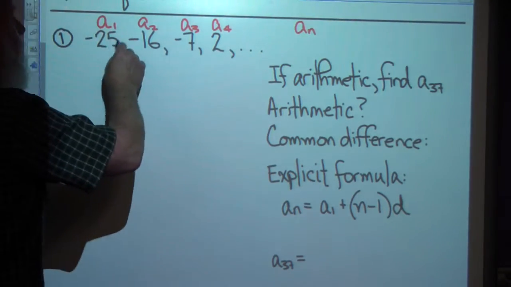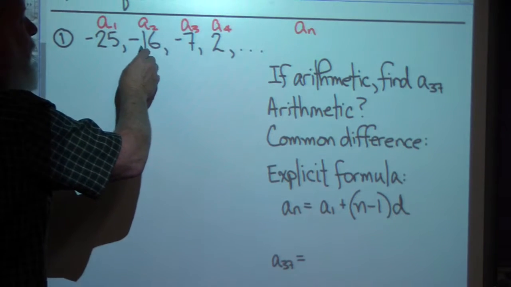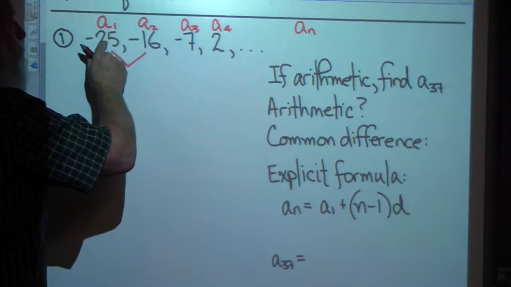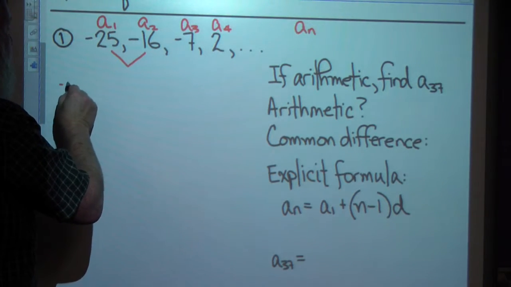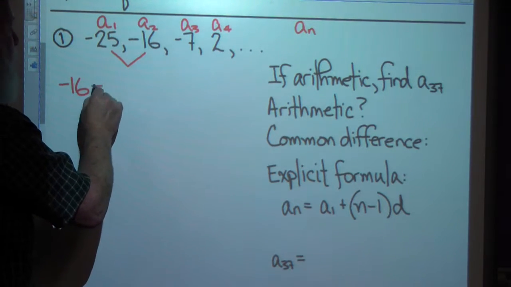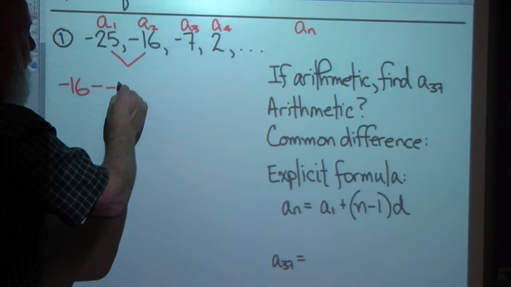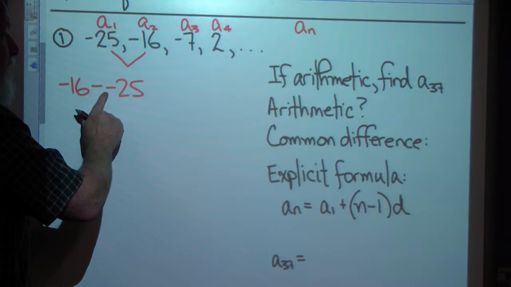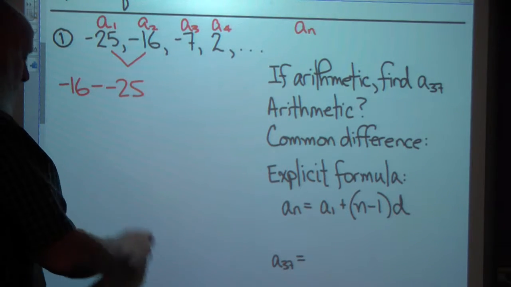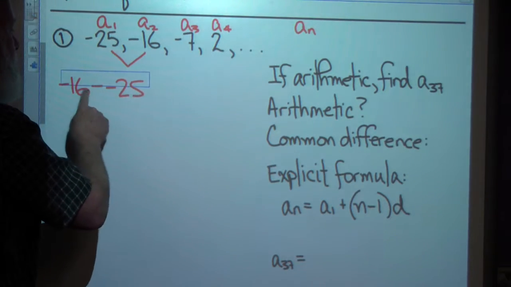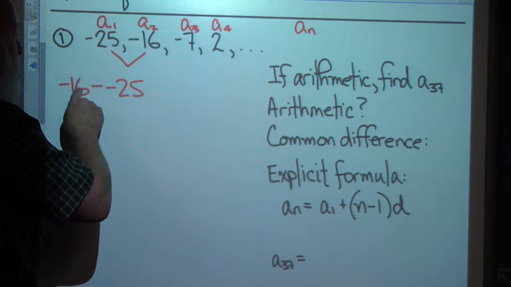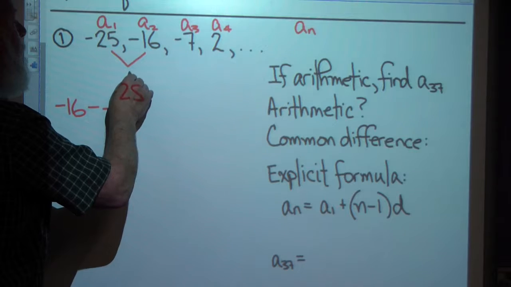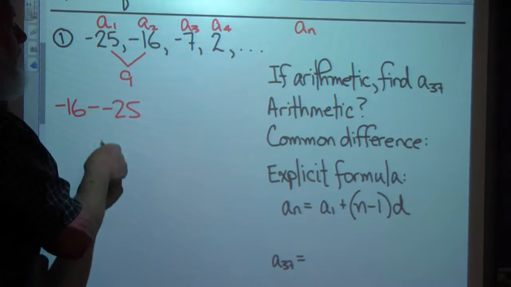To determine if a sequence is arithmetic, we take a sub 2, the second term, and from it we subtract a sub 1. So we get negative 16 minus negative 25. Well, that's a double negative right there, so the 25 is now positive. 25 minus 16 is 9, if I'm not mistaken. Oops, my board seems to have frozen. There we go. So this difference is 9.